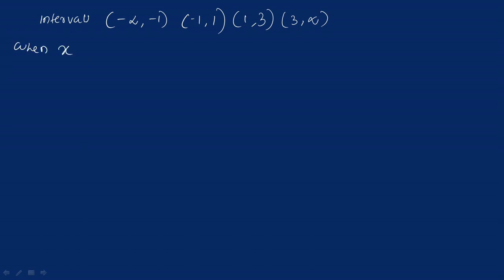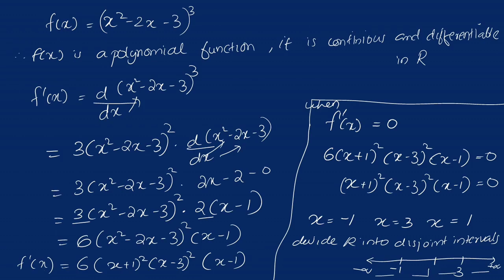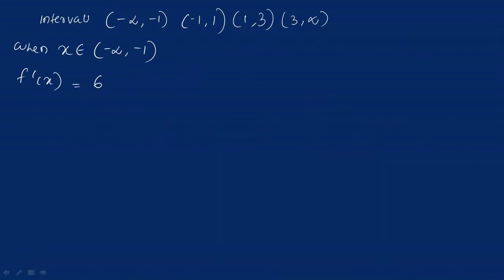First we will be taking when x belongs to the first interval, that is −∞ to −1. So we have the equation for f'(x), that is 6(x + 1)²(x − 3)²(x − 1). Here we will be applying a value in between −∞ to −1 instead of x.